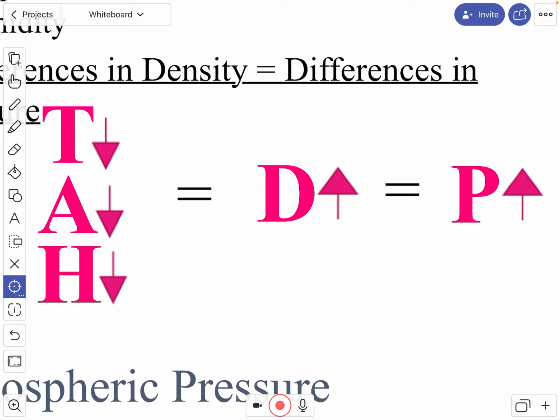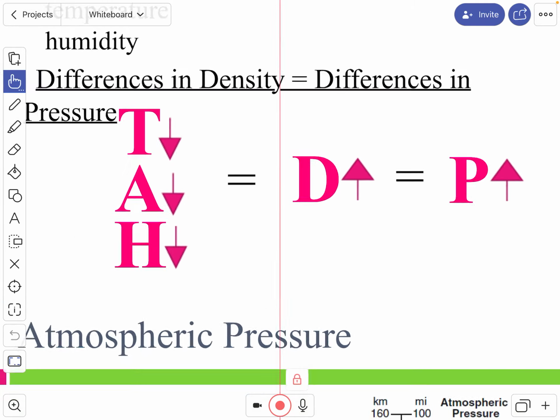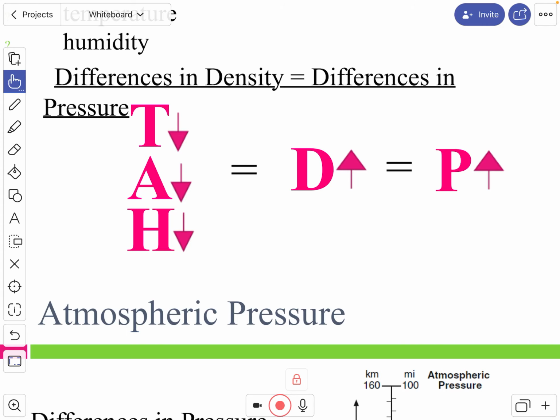Okay, that's important to take away. And also notice when you decrease the altitude, that increases the density of the air, which increases the pressure of the air. Okay, humidity we'll talk about a little bit later on. Humidity does the same thing, but I just want you to notice that relationship between all of those factors and how that influences atmospheric pressure.